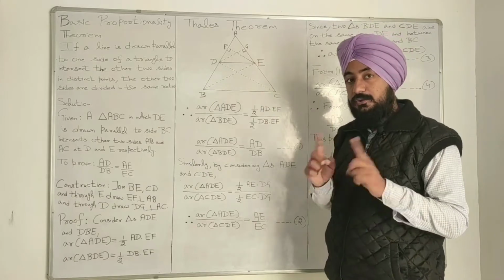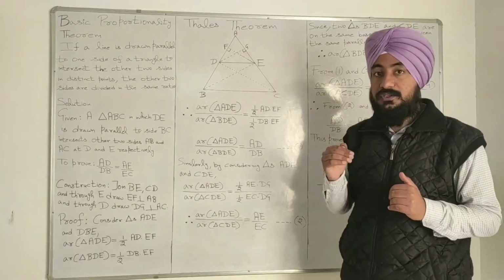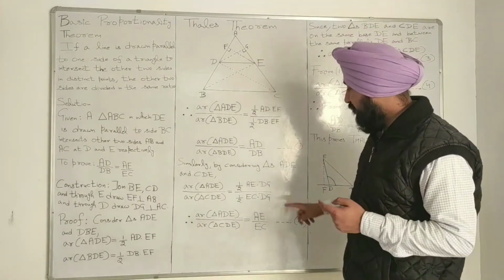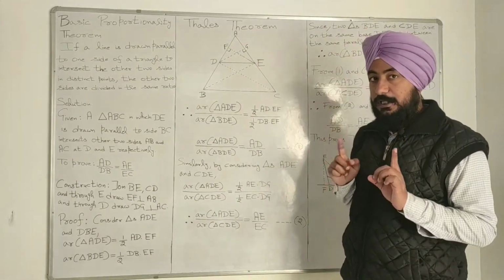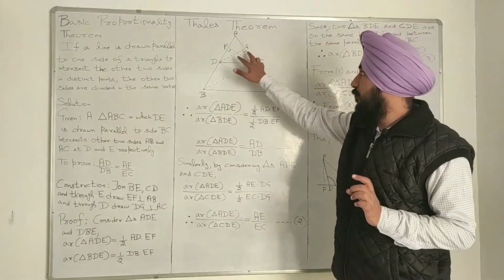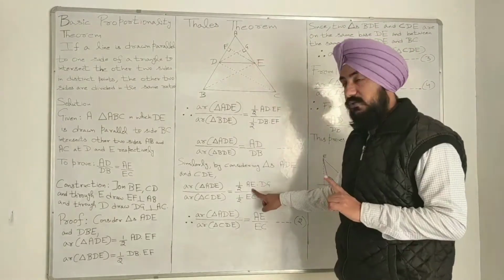According to that, AE, this side, because the height or perpendicular is always drawn on the base, this AE will become the base of the triangle ADE. So 1 by 2, now the base is AE. Why? Because DG, which is the perpendicular, is drawn on this line AE. So height or perpendicular is always drawn on the base, it means this AE will now become the base. And the height is DG.